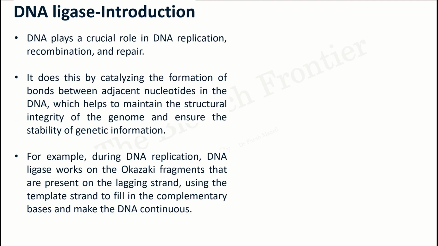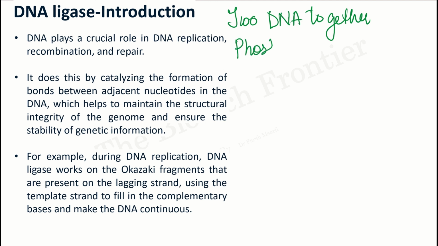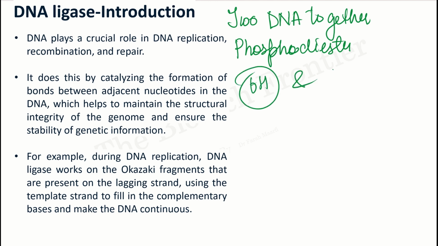DNA ligase is an enzyme that joins two molecules together. Which type of two molecules? It can join two DNA molecules together. And how does it join these two DNA molecules? By forming the phosphodiester bond. For the formation of the phosphodiester bond, it requires a hydroxyl group and a phosphate.